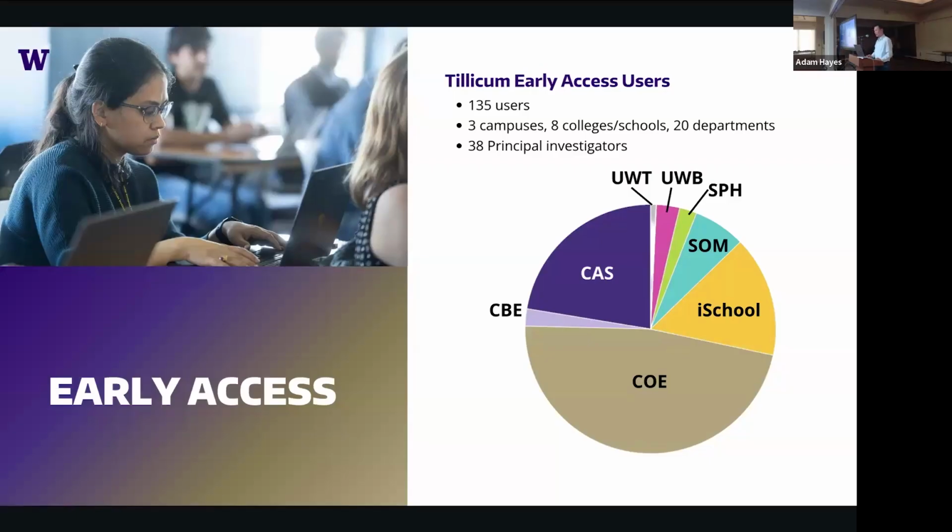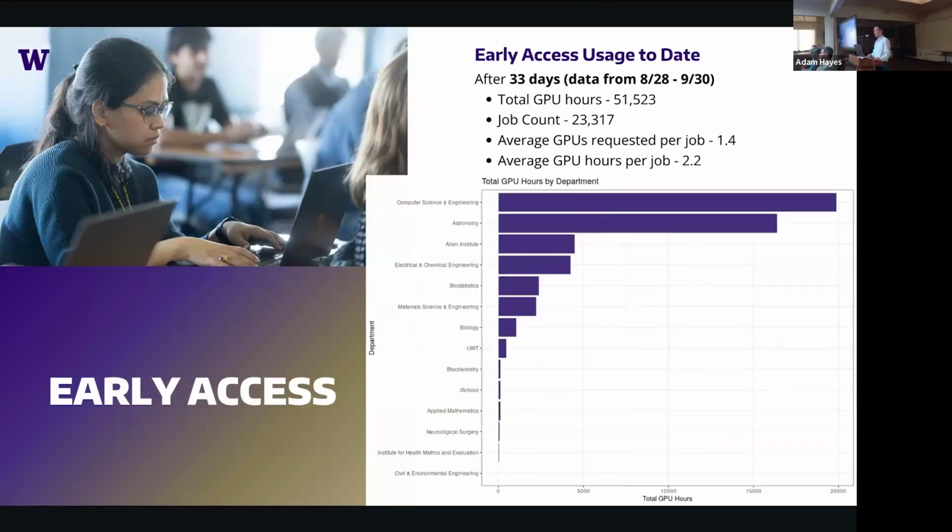And in the meanwhile, I would like to introduce some of the early access statistics. So during the early access period, we have involved more than 100 users across the 3 campuses and having 40 principal investigators, and half are from COE, a quarter from CAS, and also a quarter from School of Medicine, iSchools, Public Health, and Tacoma also.